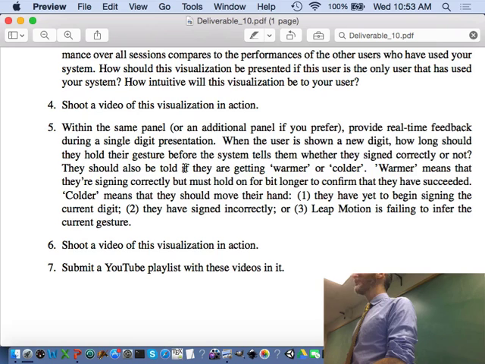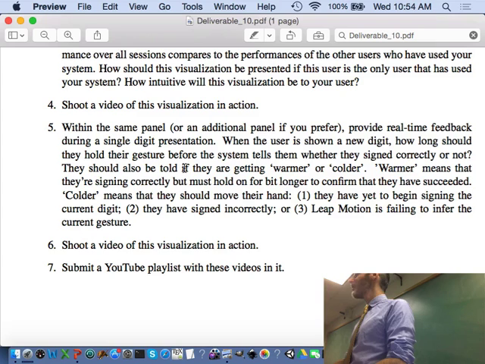That's okay, sure. The third visualization, which again you may already have in your system, is a hot and cold visualization. Obviously the user has to hold a certain gesture and give the KNN learner time to determine whether they're signing the digit correctly or not. And you need to create a visualization telling the user to keep their hand there. And in addition, is the KNN predicting correctly?